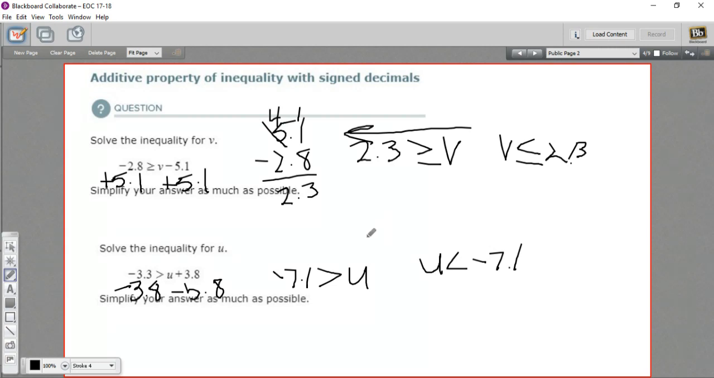So that is a little bit of work using the additive property to solve inequalities with decimals.